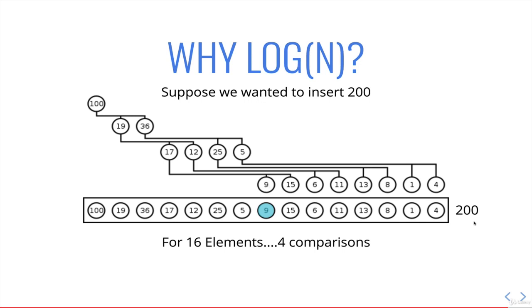So we compare it, that's 1 comparison. We compare it to its parent, 2 comparisons. Again, 3 comparisons, and then the 4th comparison. And then at this point, we realize, okay, well, 200 is the largest element. If this is a max binary heap, it needs to be the root. So that's 4 comparisons. So for 16 elements, we're talking about 4 comparisons. So you can think of it as 2 to what power gives us 16. 2 to the 4th power, 2 times 2 times 2 times 2 gives us 16.